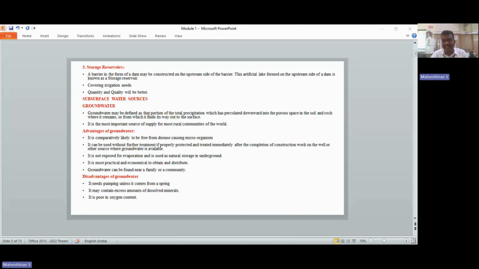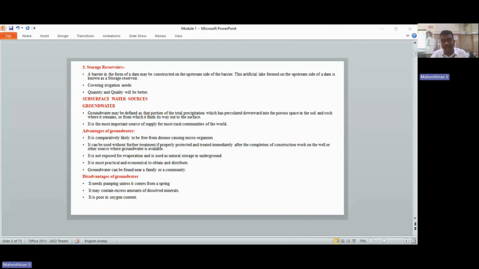Let us first understand what a storage reservoir is. It is a barrier in the form of a dam which is constructed across a river. Now what happens when we build a dam? The water that flows downstream gets obstructed and starts accumulating on the upstream side. This accumulated water forms what we call a storage reservoir, essentially an artificial lake created behind a dam.